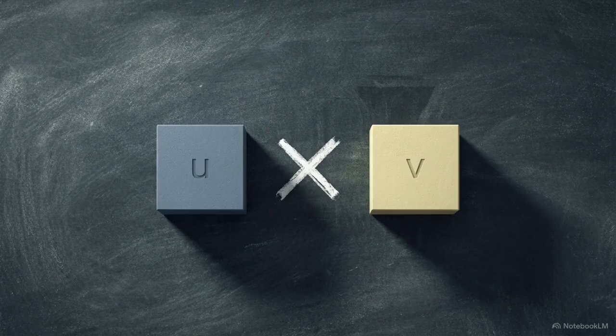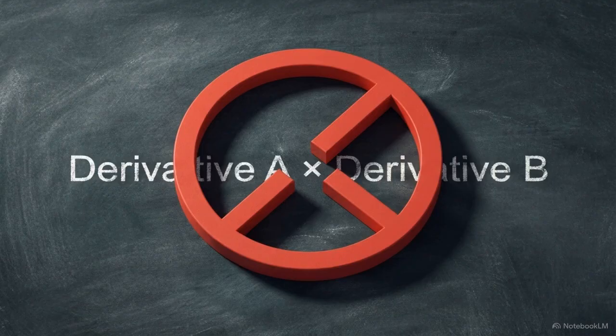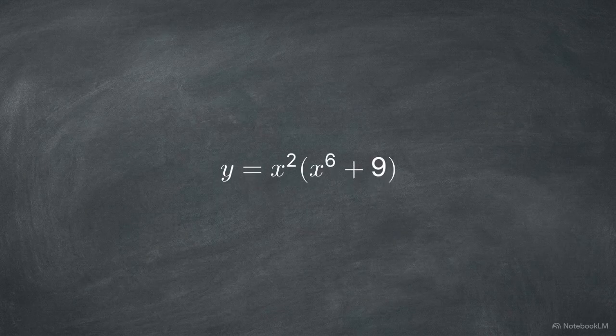Next, we shift our focus to a different structural problem, equations where two completely independent functions are multiplied directly against each other. A very common pitfall here is assuming you can simply multiply their individual derivatives together. Mathematically, you cannot. Look at this equation. We conceptualize it by dividing it into two distinct functional blocks. X squared becomes our first block, u. The expression x to the 6 plus 9 becomes our second block, v.